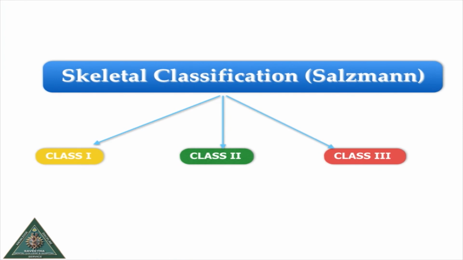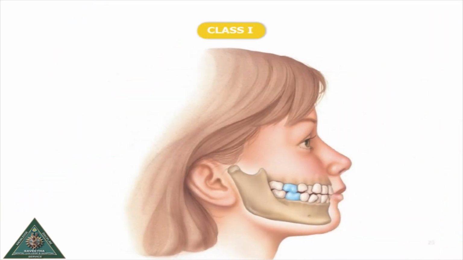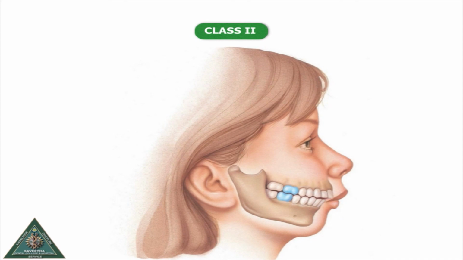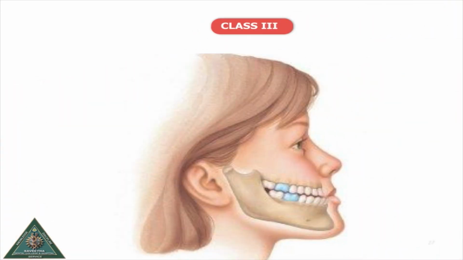Skeletal classification given by Salzmann. It is divided into Class 1, Class 2 and Class 3. Skeletal Class 1 is orthognathic maxilla, orthognathic mandible with straight profile and competent lips. Skeletal Class 2 is prognathic maxilla, retrognathic mandible, convex profile and incompetent lips. Skeletal Class 3 is retrognathic maxilla, prognathic mandible with concave profile.